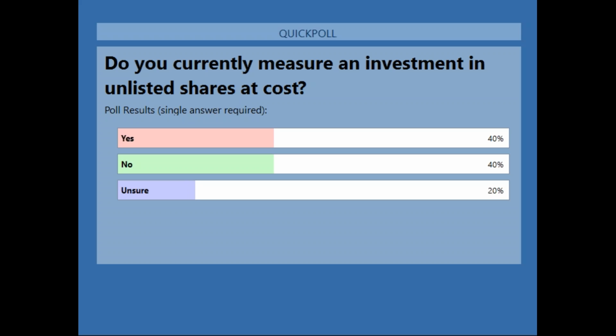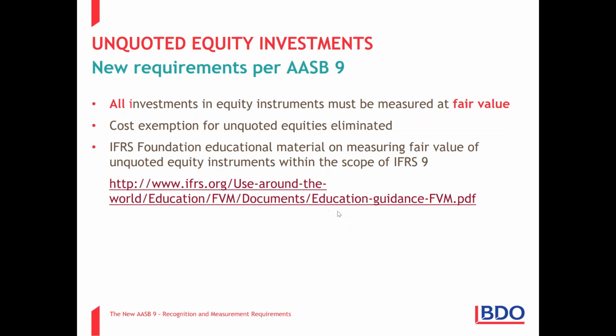Very interesting. So if you currently use that cost exemption, the new AASB 9 would require you to fair value it, and there would be no cost exemption. So that's an interesting change for you as well.